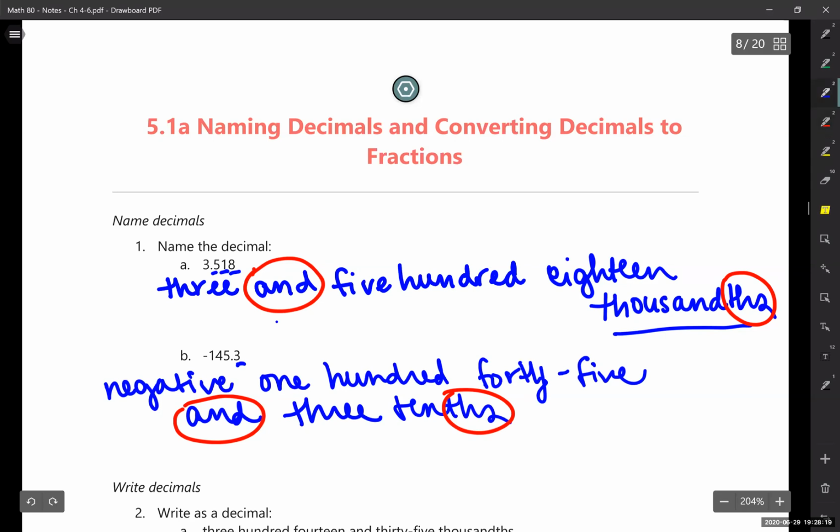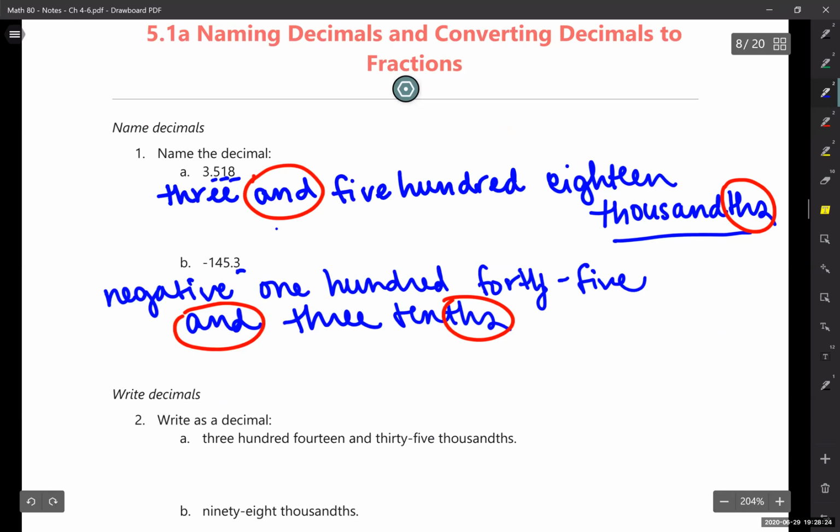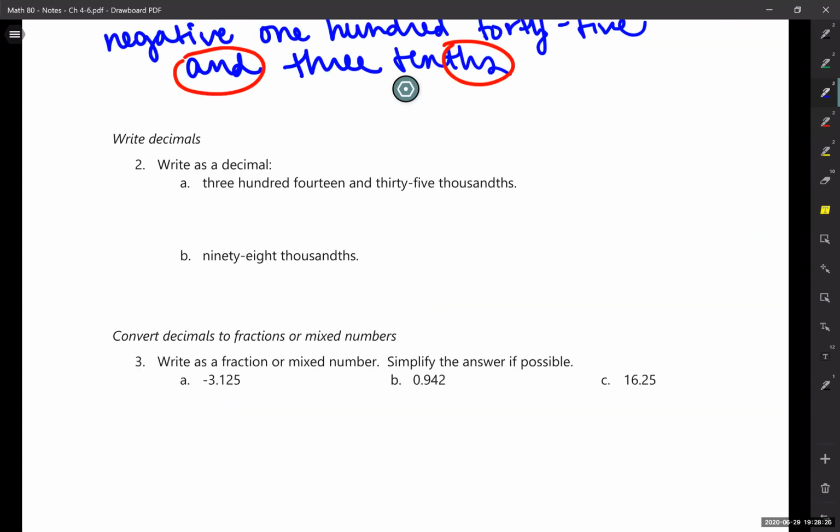Okay, so moving on to the other direction, now we're going to write the decimals. So they're giving us the words, and we write the decimal. So I notice right away, I have the word and, so that's going to be where my decimal point is. And then I have the TH word there at the end. Okay, so before the word and, I have 314. And is going to give me the decimal. And then I have 35 thousandths.